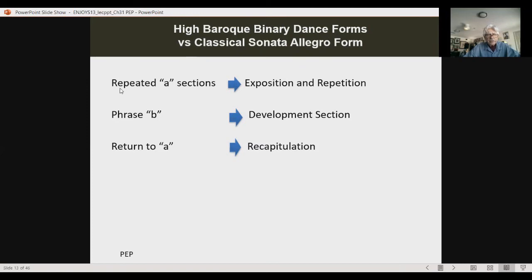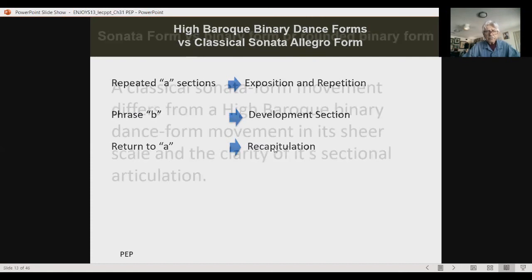So here is another way to look at this binary dance form as opposed to the sonata allegro form, right? In the binary, we have the A section and the B section, and then this return to A, which is the rounded binary. And here we have the exposition, and then it's repeated. And then we have the development section, and then the recapitulation.